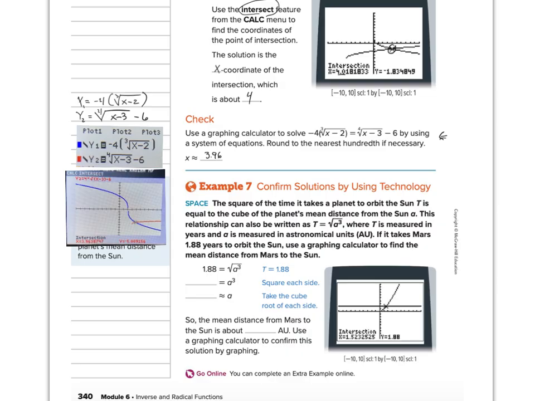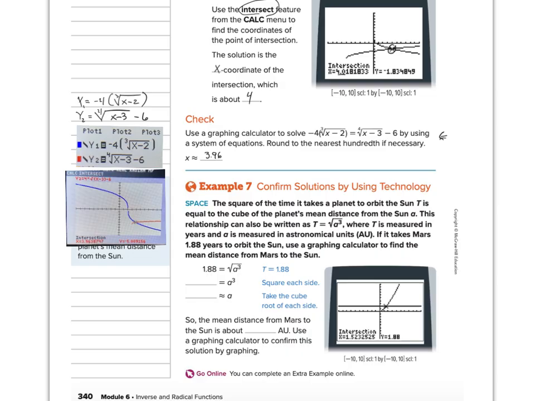Now, confirming solutions using technology. The square of the time it takes the planet to orbit the sun, t, is equal to the cube of the planet's mean distance from the sun, a. This relationship can also be written as t equals the square root of a cubed. T is the measure of years, and a is the measure of astronomical units. It takes Mars about 1.88 years to orbit the sun. Use a graphing calculator to find the mean distance from Mars.